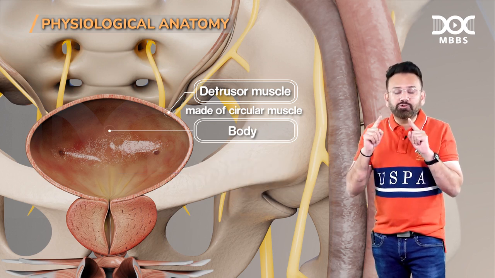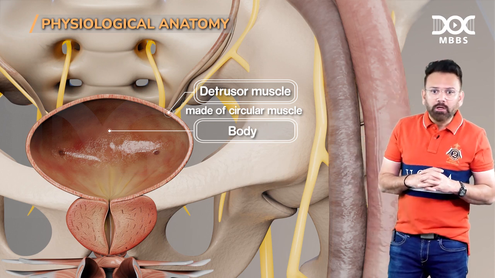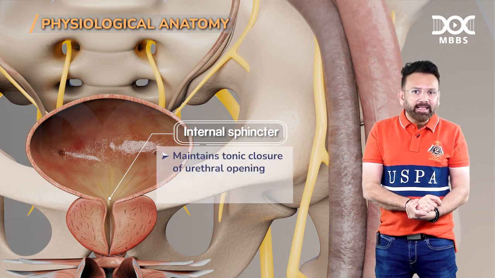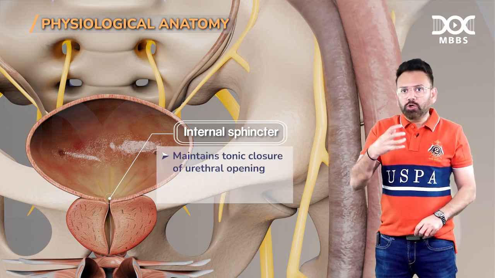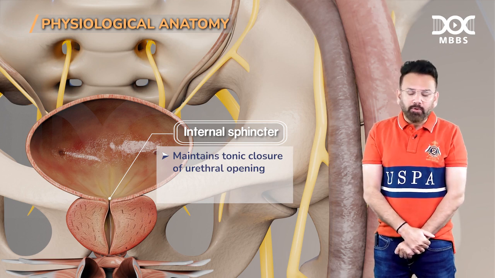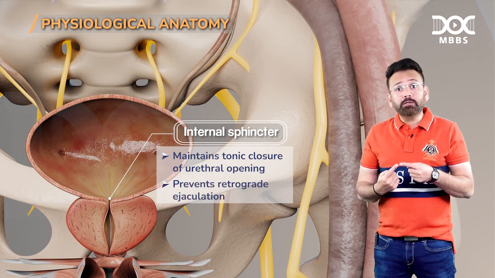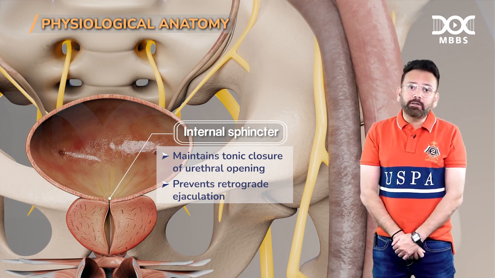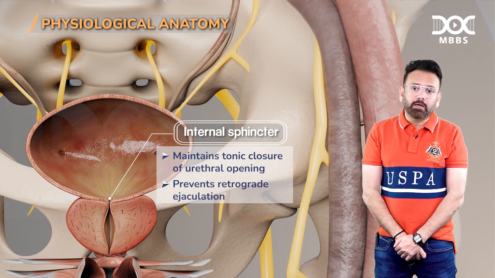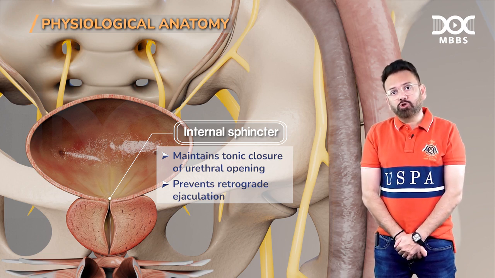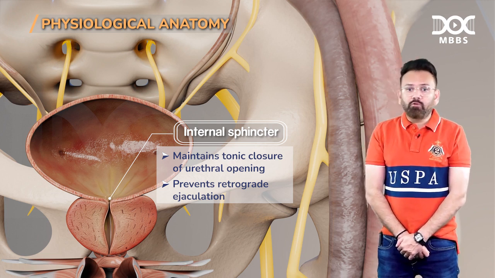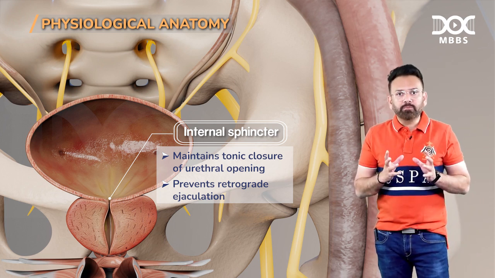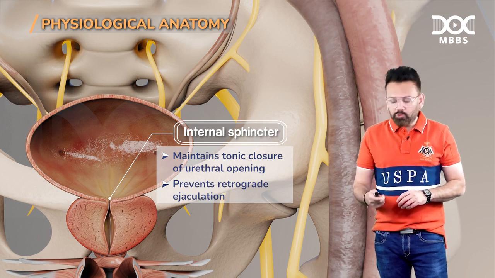This triangular area is called the trigone, and it also has an internal sphincter which maintains the tonic closure of the urethral opening. Number one. Number two, it also prevents the retrograde ejaculation of the sperm. So it prevents reflux of the semen into the bladder during ejaculation. So there should not be any retrograde ejaculation. For that, the internal sphincter plays a major role. So this is the basic anatomical detail of the urinary bladder.